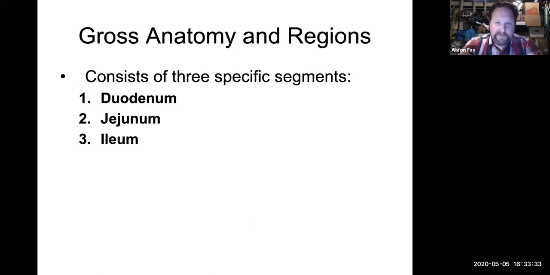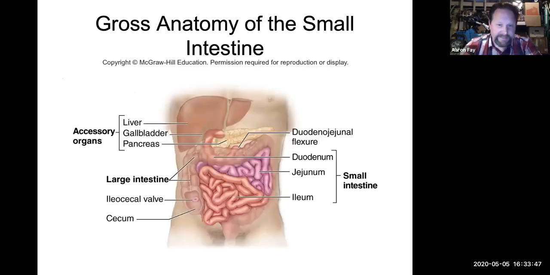Okay, 3 basic regions of the small intestine. The first part connecting to the stomach is called the duodenum. This then transitions into the jejunum, and then the final portion is called the ileum, and the ileum is going to connect with the large intestine.